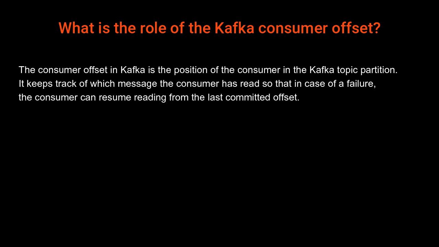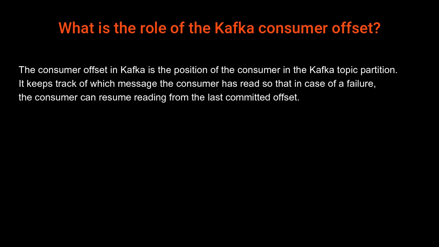The best example of this is, suppose in a topic we have 1000 messages, and our Kafka consumer has read 10 messages. After reading the 10th message, our consumer goes down. Then when it comes back, how will it know from where it has to read the messages? That is what the offset keeps track of.